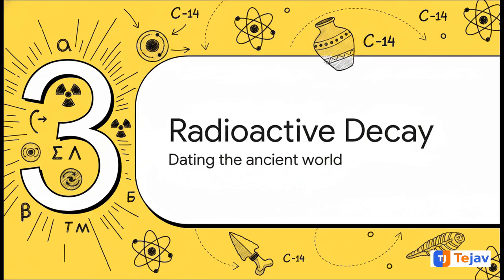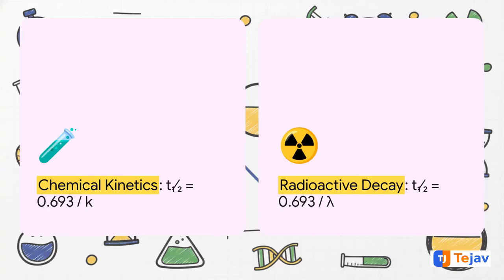Because this exact same kinetic math doesn't just work in a beaker. It applies beautifully to naturally occurring radioactive decay too. Look at how identical these two formulas are. For chemical kinetics, we just said it's T-half equals 0.693 over K. For radioactive decay, it's T-half equals 0.693 over lambda. The only difference is the symbol. We swap out the K for the Greek letter lambda to represent the decay constant for radioactive substances. This works perfectly because radioactive decay naturally follows first-order kinetics.